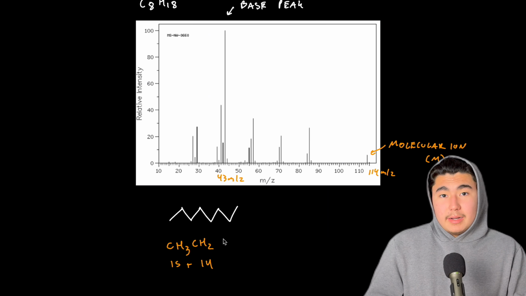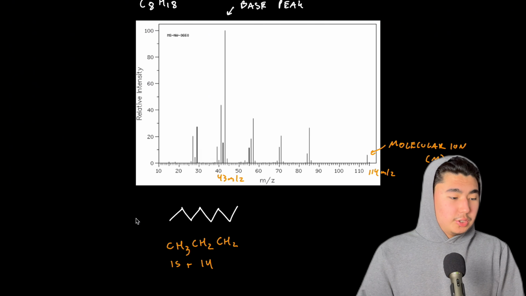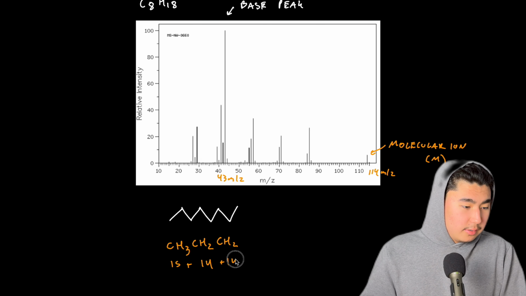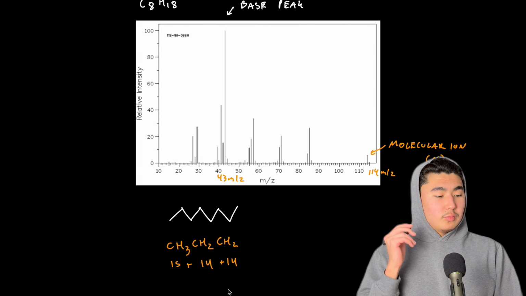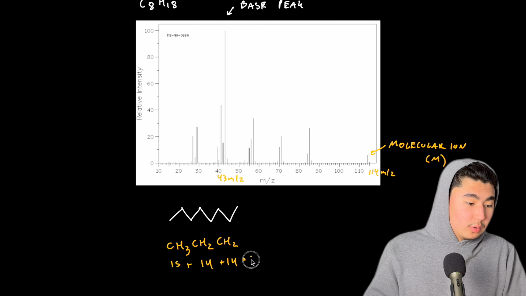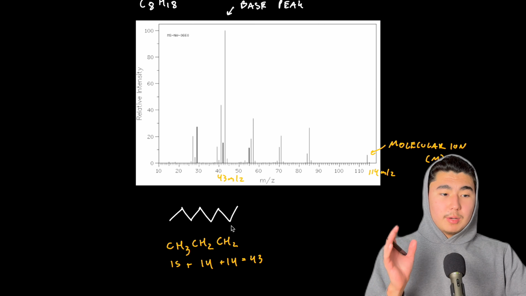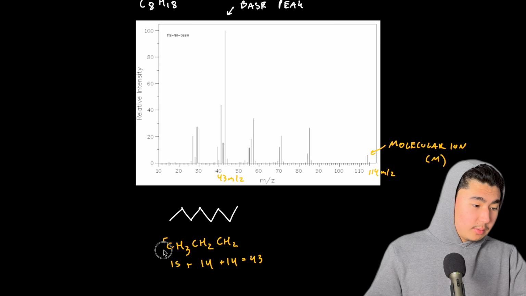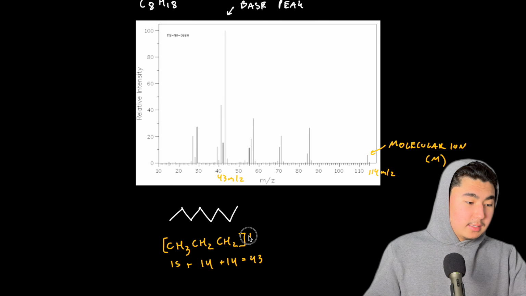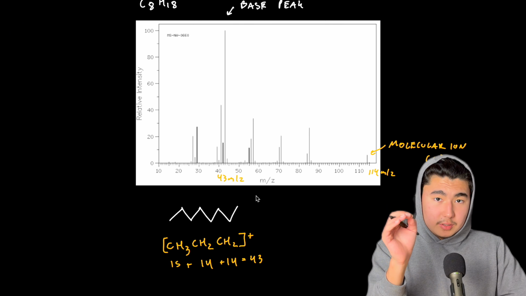Now let's say we add another CH2. That is going to be another 14. So 29 plus 14 is going to equal 43. So for this fragment over here, obviously we have to put a positive charge, because like we talked about, the only fragments that are shown in our mass spectrometry are always going to be positively charged.